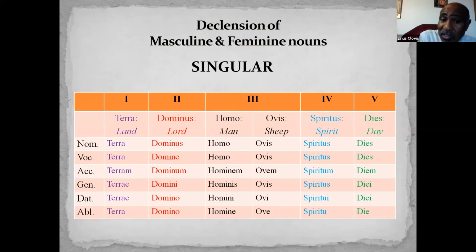The second declension, dominus for Lord. So we have dominus, domine, dominum, domini, domino, domino.